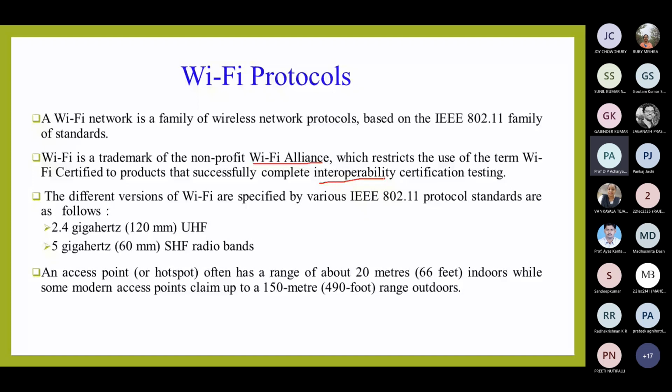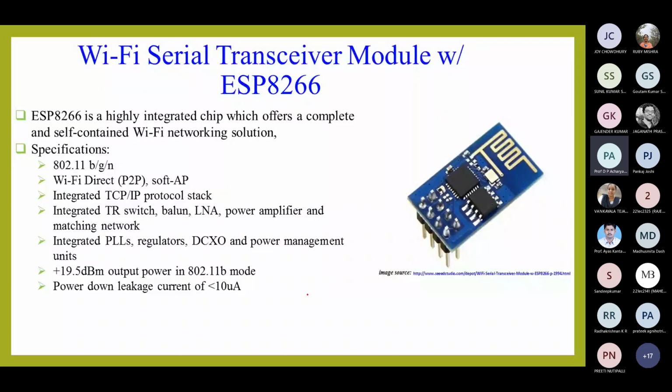And in fact, we have one UHF standard, which is 2.4, and then 5 gigahertz is the SHF radio band. In Wi-Fi, all of you know that we have a hotspot or access point. It has a range of about 20 meters indoors and up to 150 meters outdoors. There are many transceivers available which support this protocol.